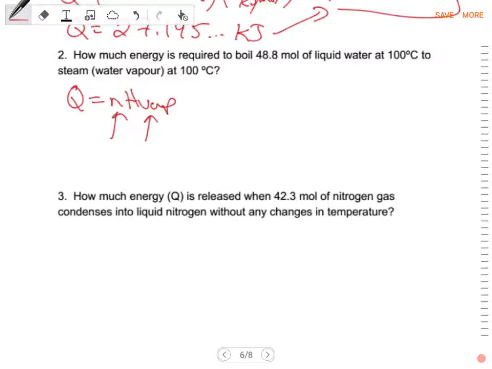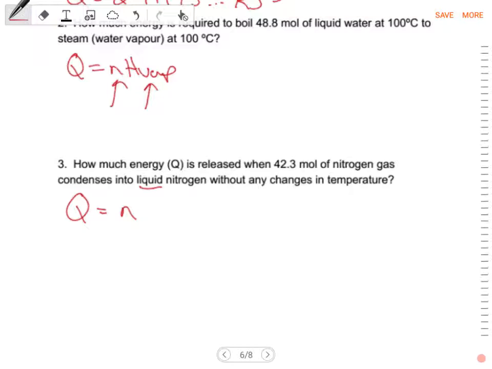So what we're doing here, how much energy is released when 4.23 moles nitrogen gas condenses into liquid nitrogen without any change in temperature? Well, same thing, Q equals. Now what are we doing? Is this going to be fusion or vaporization? So it says here, condenses into a liquid, okay? So you're going to have to go from there.